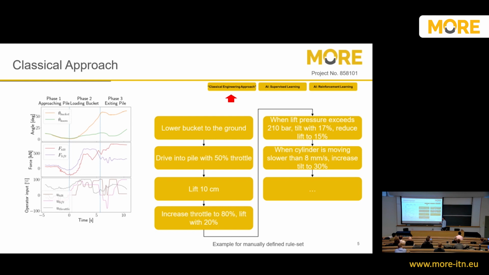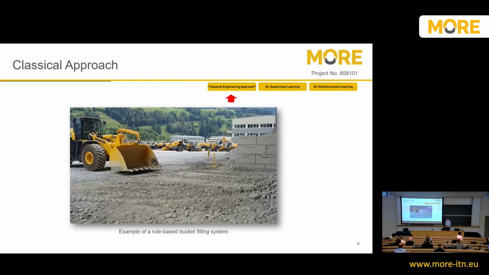So one example of a state machine could be that you lower the bucket to the ground, you drive into the pile, you lift a few centimeters, you increase the throttle, and when the pressure is 210 bar, you start lifting with 17%, and so on and so on. And it gets quite complicated quite fast, and it's not really easy to find a robust way to deal with all sorts of different kinds of materials with this approach.